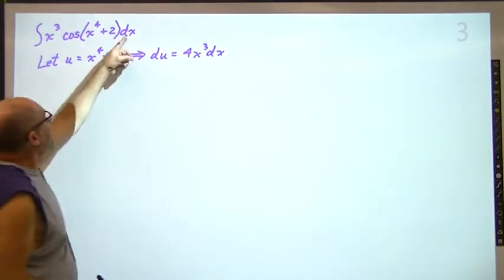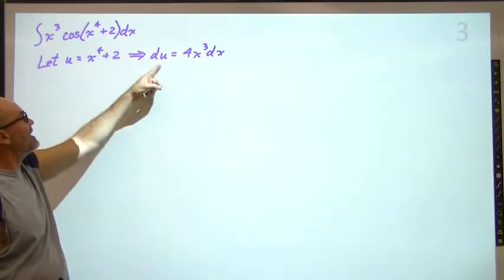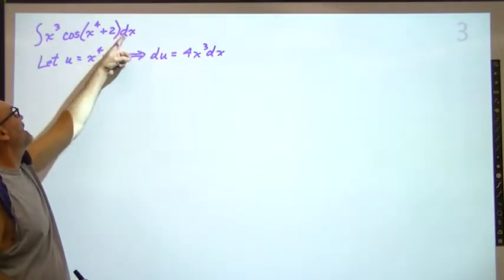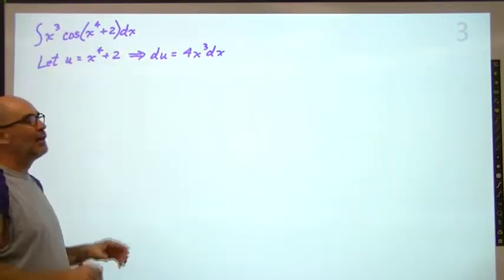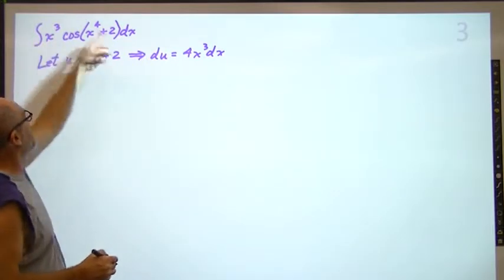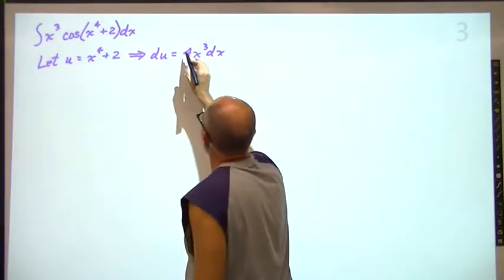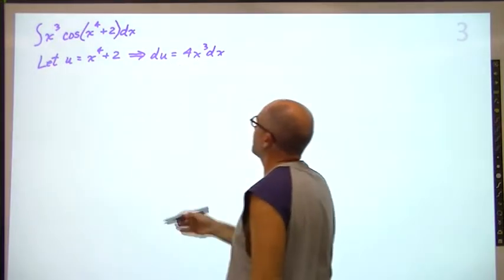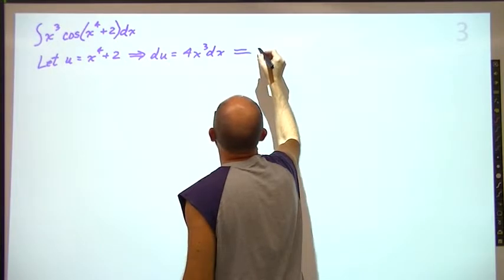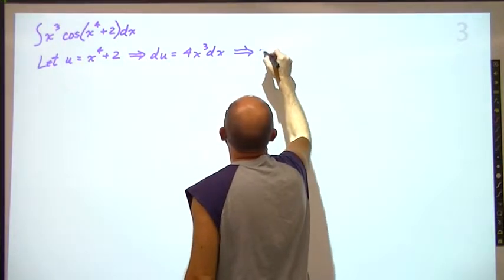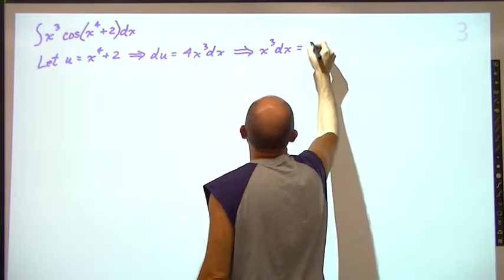Now, I need something to substitute in for dx. I don't want du, I'm looking for dx. Well, actually, I'm looking for x cubed dx. So what does x cubed dx equal? Well, get rid of this 4, and it equals du over 4. So x cubed dx equals 1/4 du.